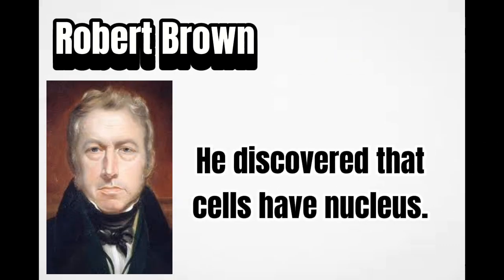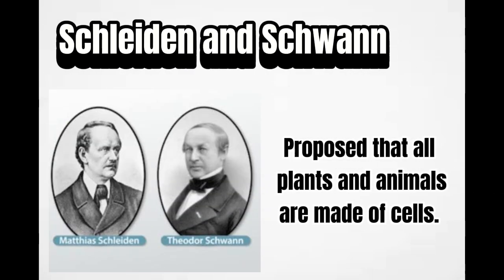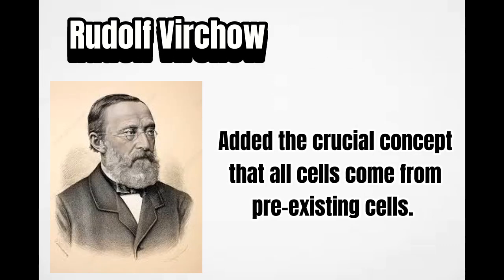Next is Robert Brown. He discovered that cells have nucleus. Next is Anthony van Leeuwenhoek. Improvements to the microscope revealed the existence of microorganisms. Later on, Matthias Schleiden and Theodor Schwann proposed that all plants and animals are made of cells, forming the basis of cell theory. Finally, Rudolf Virchow added the crucial concept that all cells come from pre-existing cells.